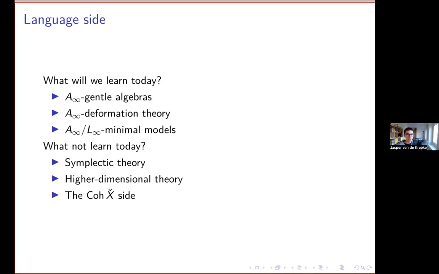And I'm not going to say anything, not really, on the coherent sheaf side. Maybe in the deformed mirror symmetry, I can briefly say something about the case of mirror symmetry for punctured surfaces. But I cannot teach you any mirror symmetry in this sense today.